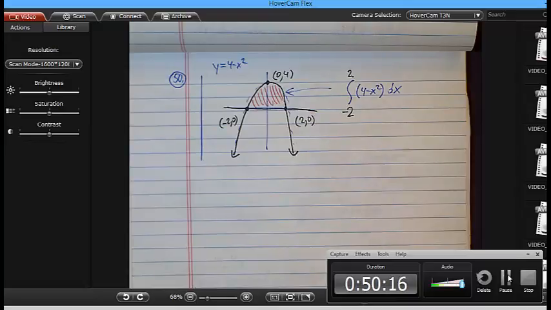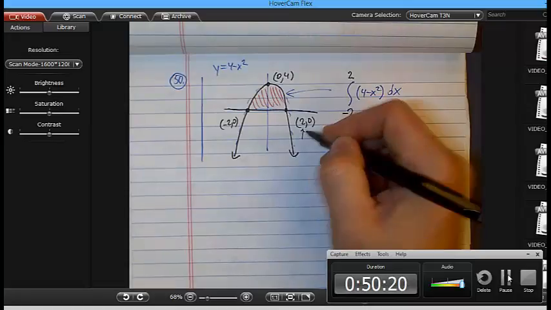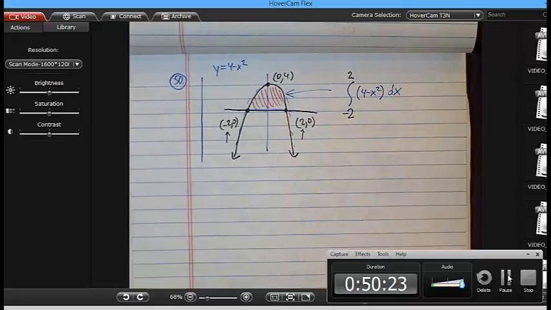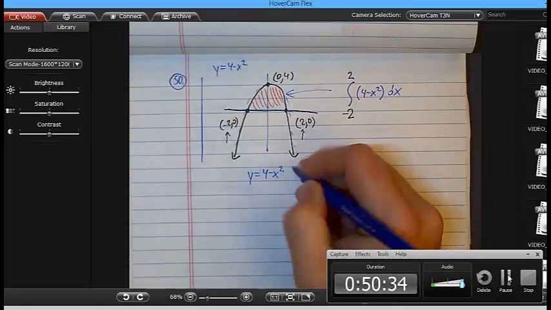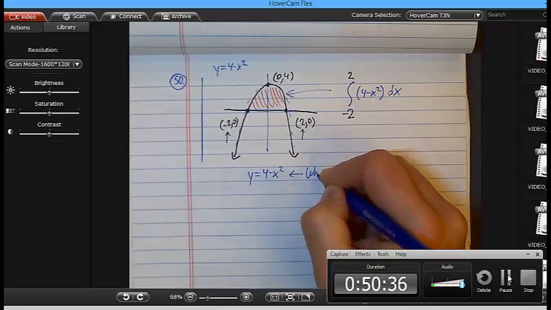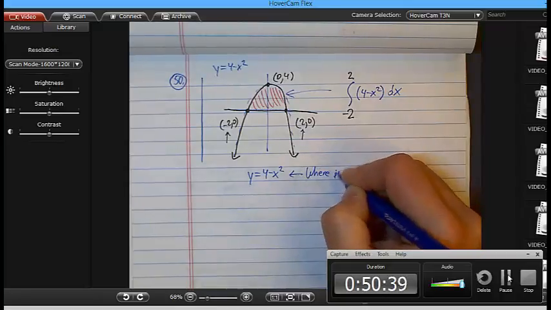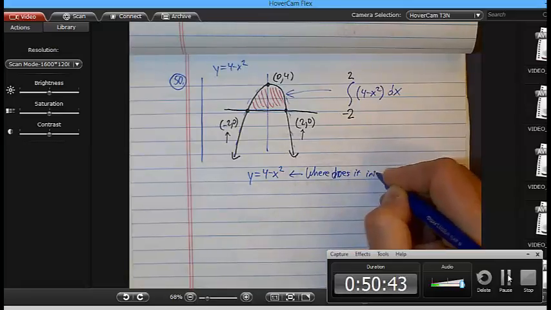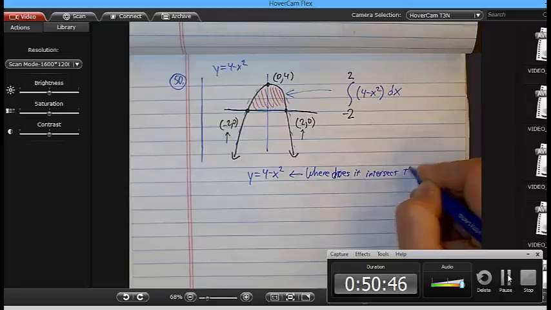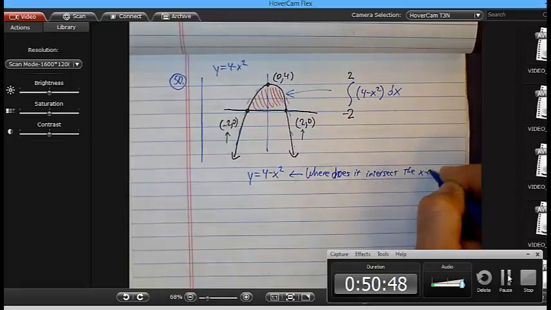But again, I did some of the work for you. I told you, oh, it goes through here. They didn't tell you that, did they? So maybe I should slow down a minute. How did I know it goes through there? Well, I took the original equation, y equals 4 minus x squared, and I want to know where does it intersect the x-axis? That's what I wanted to know.